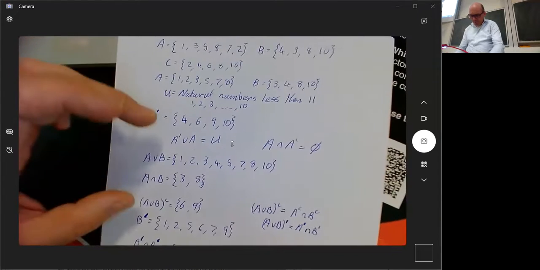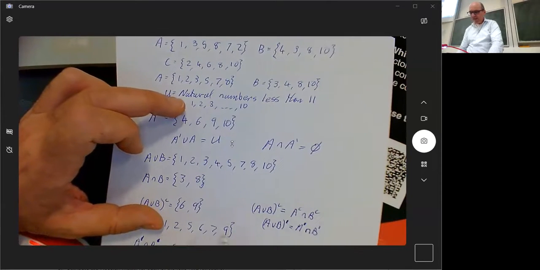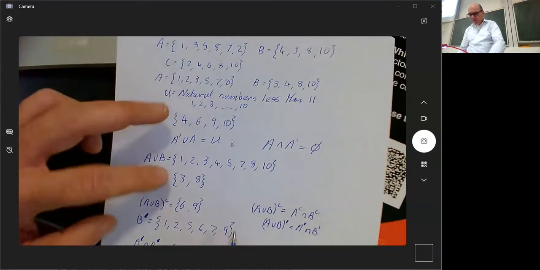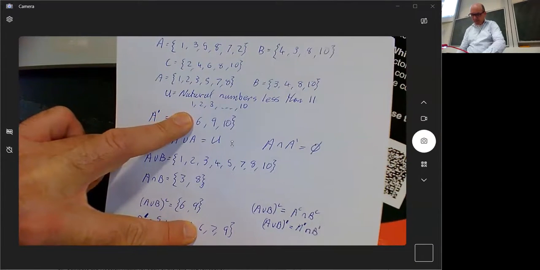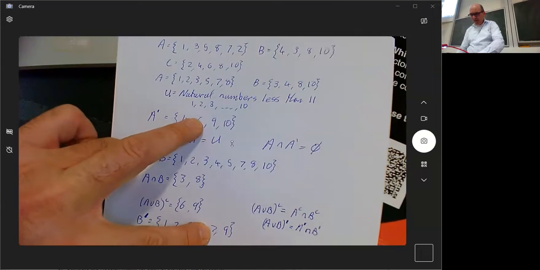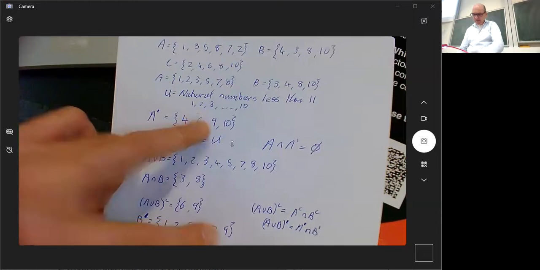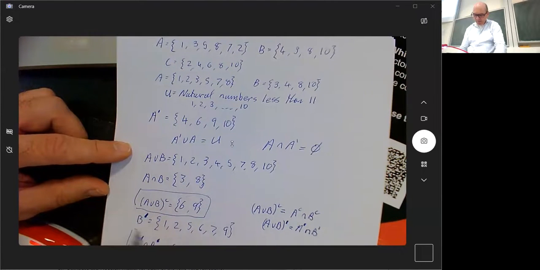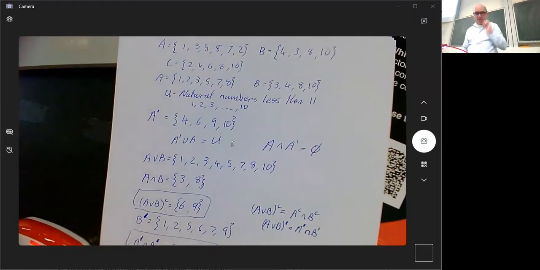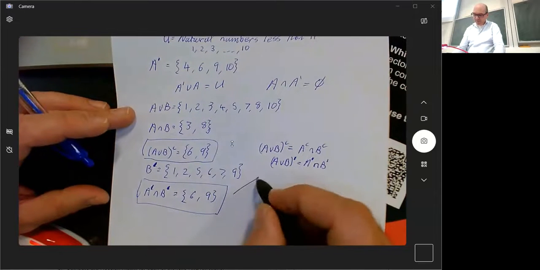Right, good. So 1 is in this set, but not this one. 2 is in this set, but not this one. 3 is in neither set, so it's not in there. 4 is here, but not here. 5 is here, but not here. 6 is in both sets. 7 is here, but not here. 8 is in neither set, but 9 is in both sets. And that is the last value. So you're noticing that this bit here is equal to this bit here. You can see that this shows that rule.